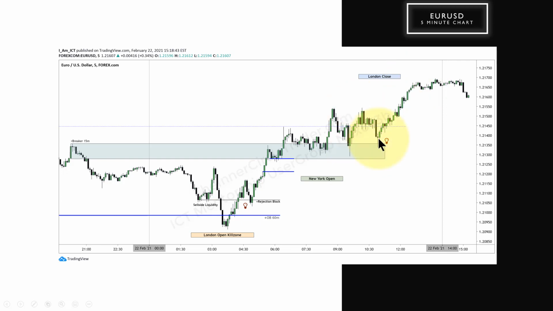The setup forms in London close with the patterns you've already been introduced to: relative equal highs, optimal trade entries, breakers, and the underlying context is bullish euro, bearish dollar.